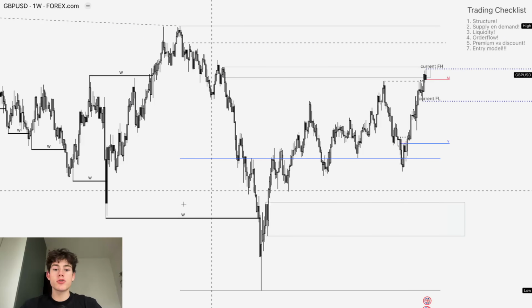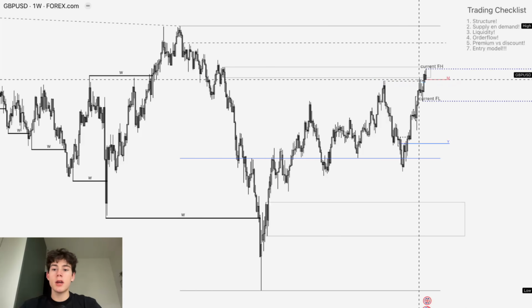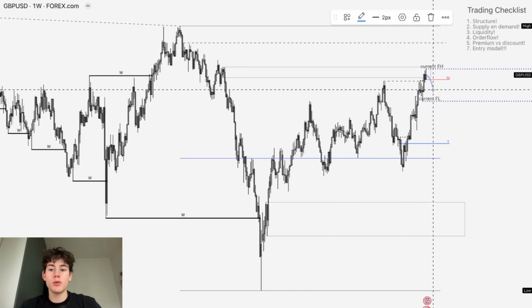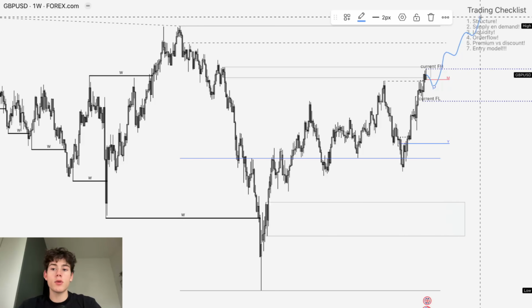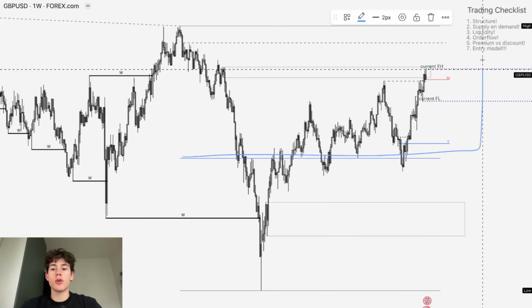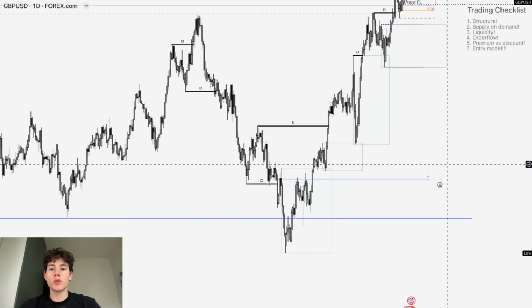So again, structure is bearish, we are inside supply, we took liquidity, our order flow is bullish, but this is a higher time frame, and we could still see a small move down lower with the order flow moving up higher. And looking at premium versus discount, we're also inside premium. So let's go over to the daily time frame and let's see what we have over there.